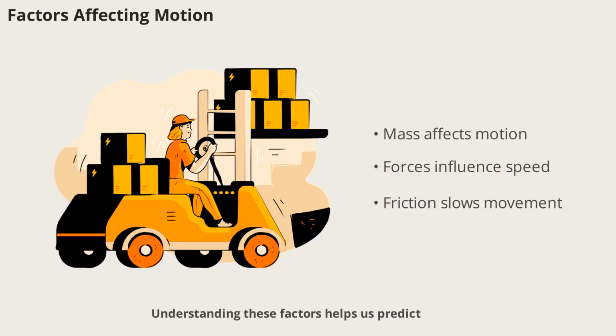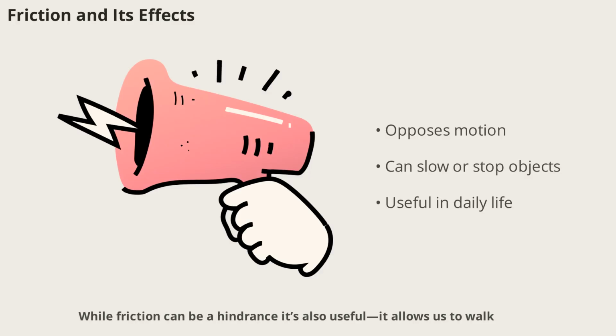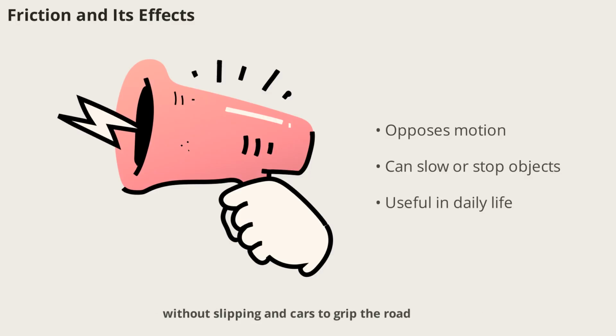Understanding these factors helps us predict how objects will move in different situations, from sports to engineering. Friction is a force that opposes motion between two surfaces in contact. It can slow down or stop moving objects, like a car braking or a ball rolling to a stop. While friction can be a hindrance, it's also useful. It allows us to walk without slipping and cars to grip the road.